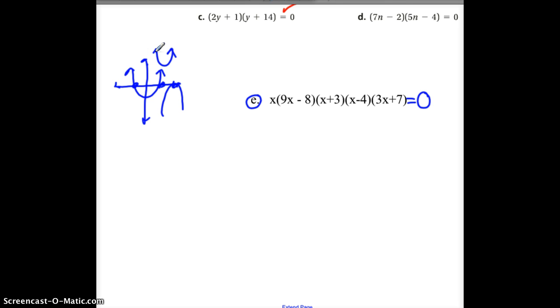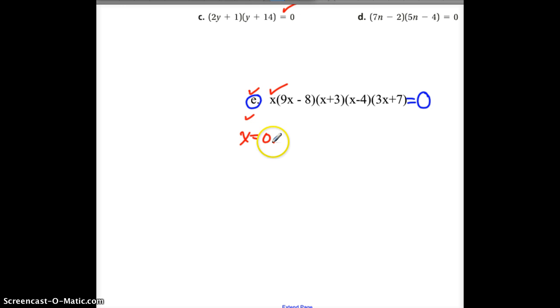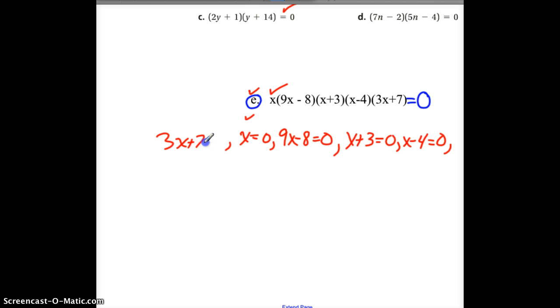Well, what that means for one like this is I'm going to get 5 solutions, which means if I were to graph this, and it actually does make a curve, what it would do is hit the x-axis 5 times. Where would that be? Well, wherever I get a 0 out. It's where x is equal to 0, or 9x minus 8 equals 0, or x plus 3 equals 0, or x minus 4 equals 0, or 3x plus 7 equals 0. Solve the easiest ones first.